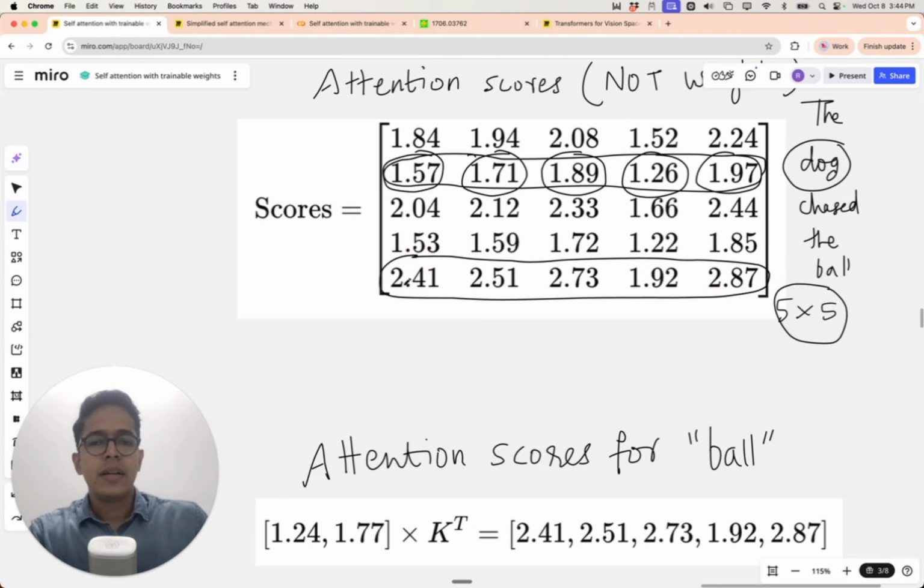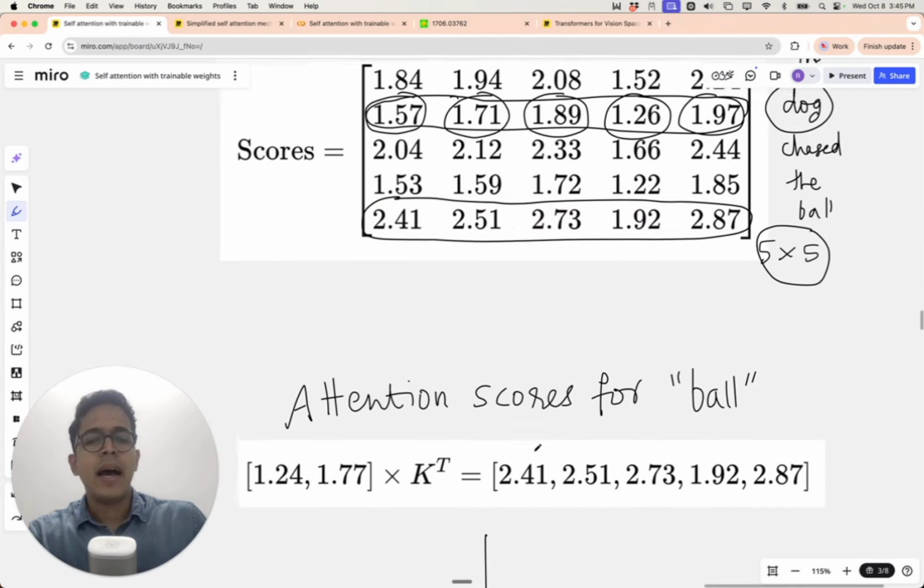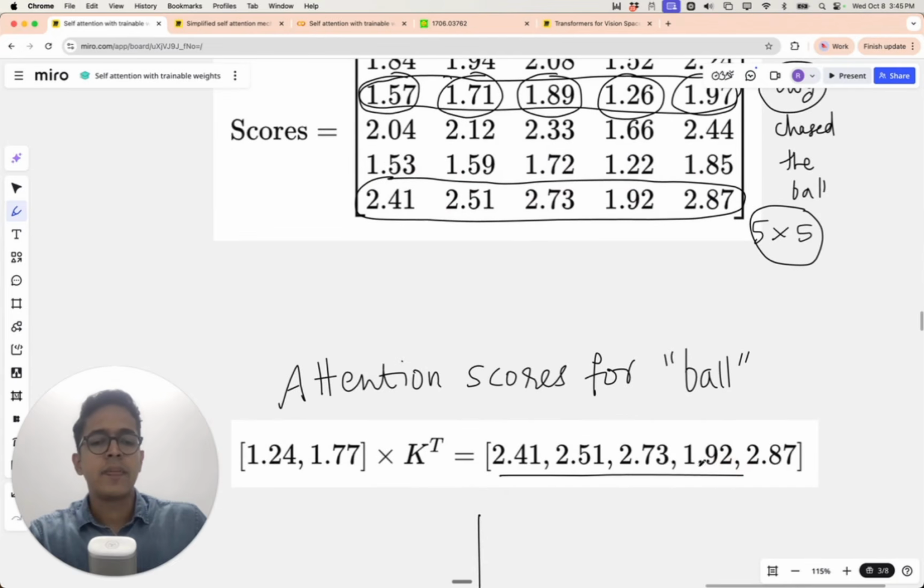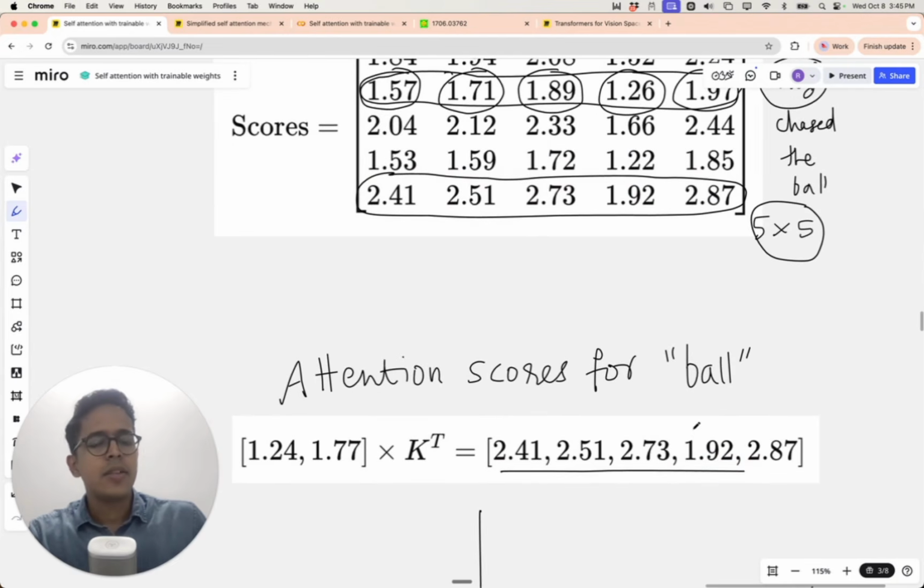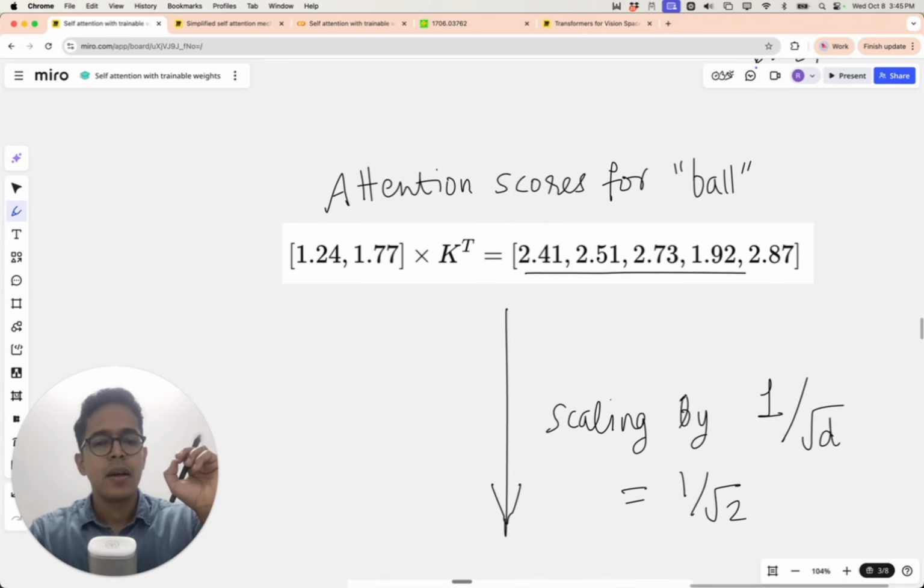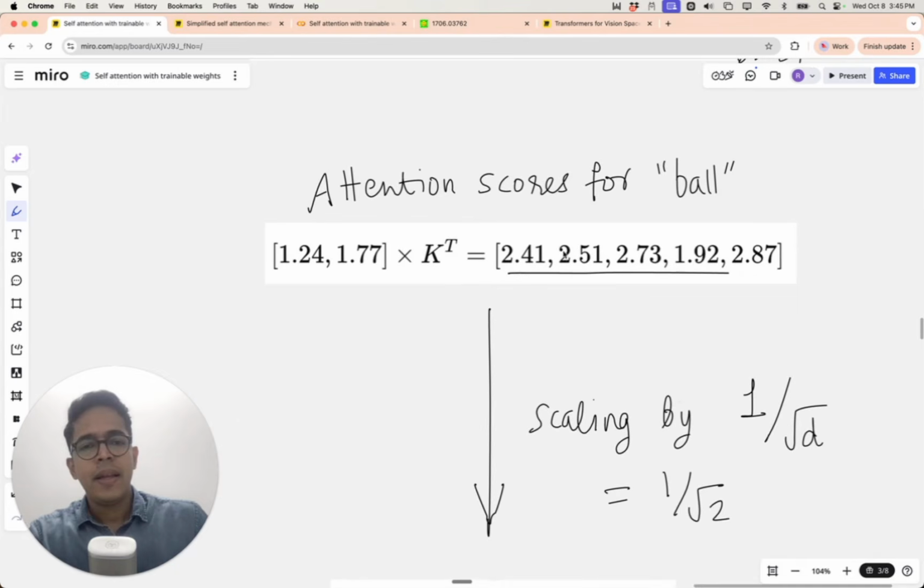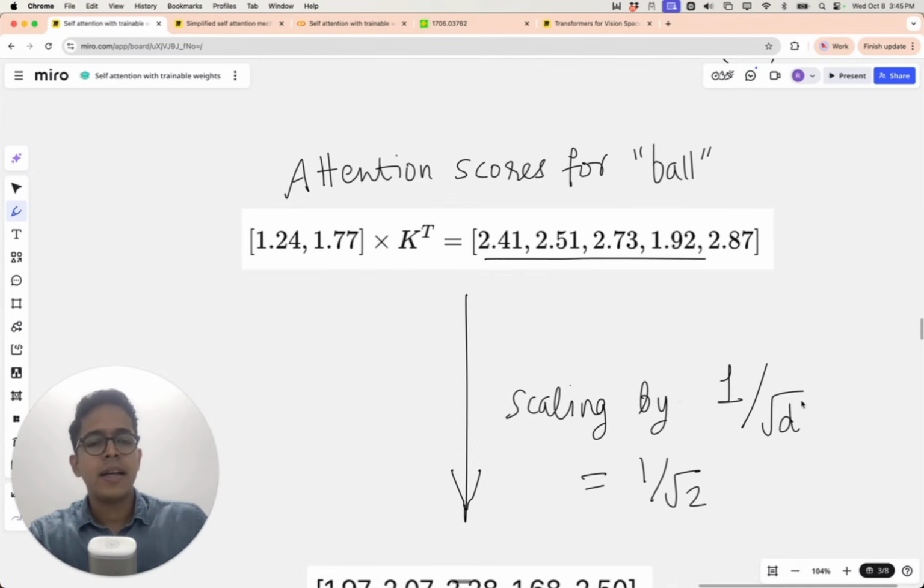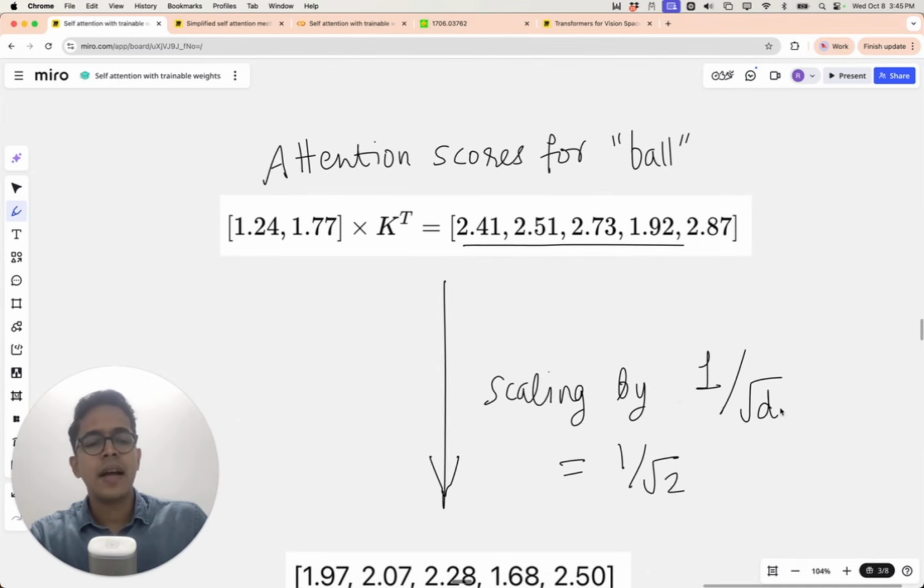Now for this sequence, if you add up the numbers, it's not adding up to 1. So what we do is, here is where we introduce the idea of scaling and softmax. Scaling is done for a very particular reason, which I will discuss in a moment. By scaling, I mean these numbers are divided by square root of d, where d is the dimension of the key space.